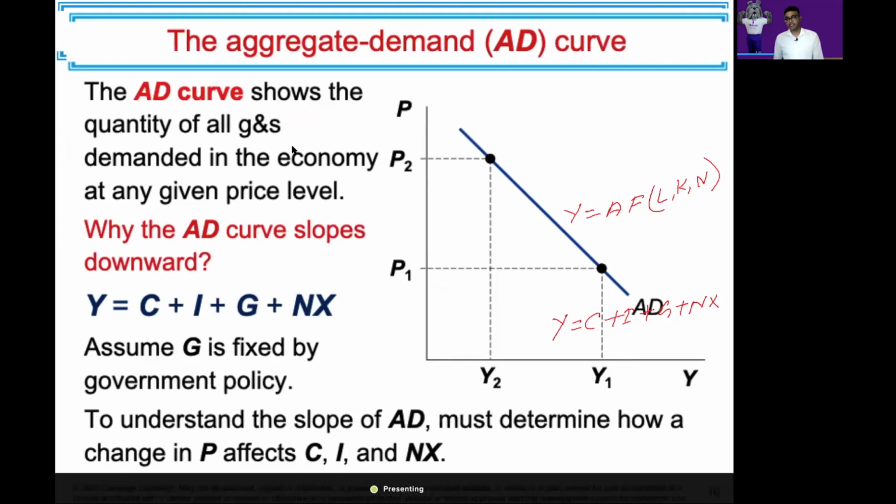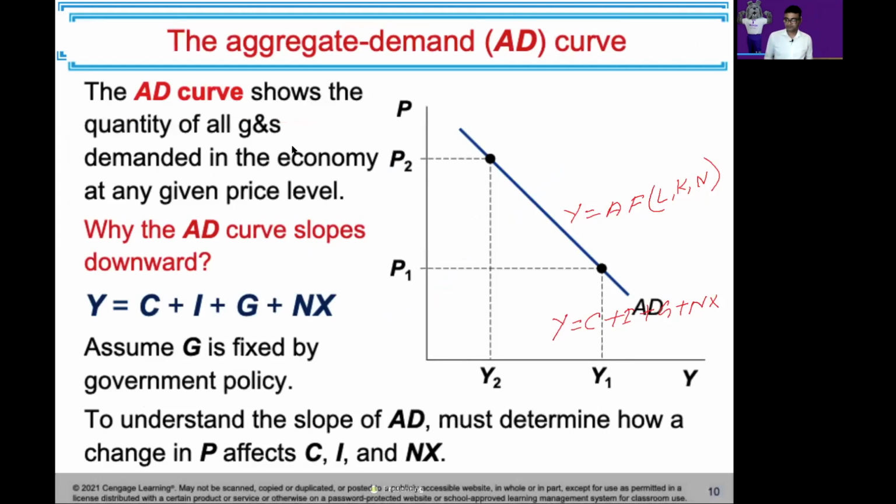So first, let's talk about the aggregate demand curve. The aggregate demand curve shows the quantity of all goods and services demanded in the economy at any given price level. Okay, so why does the aggregate demand curve slope downward?